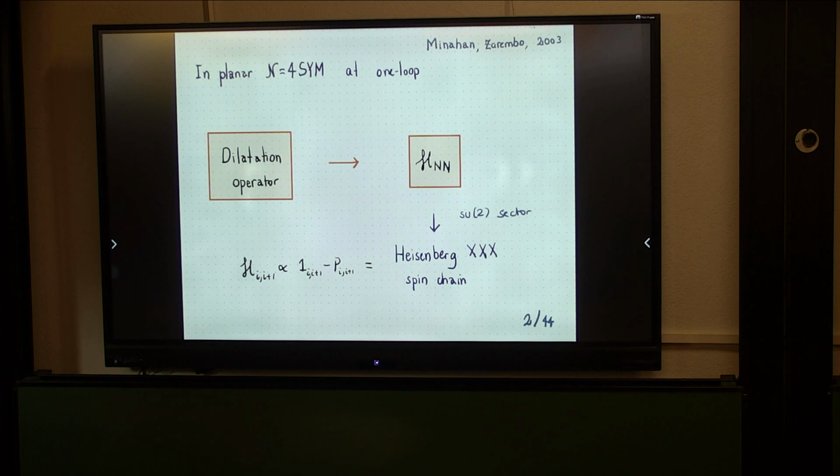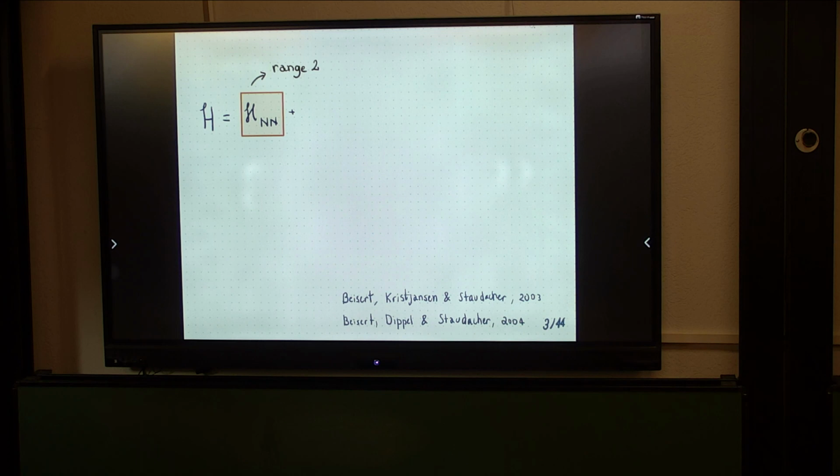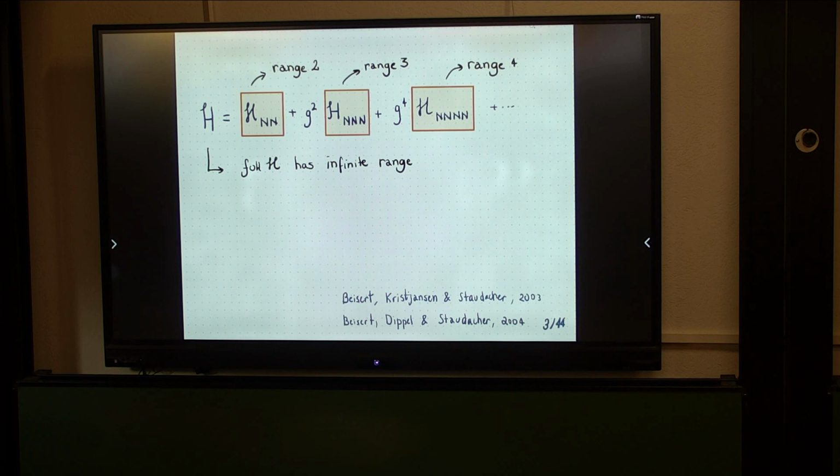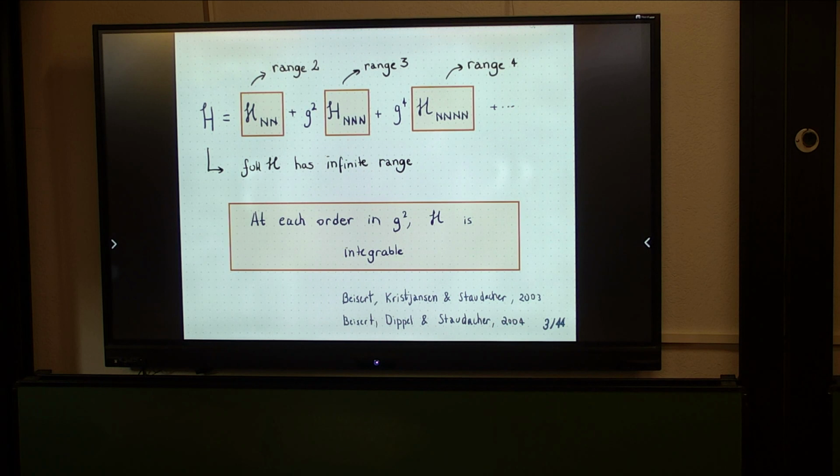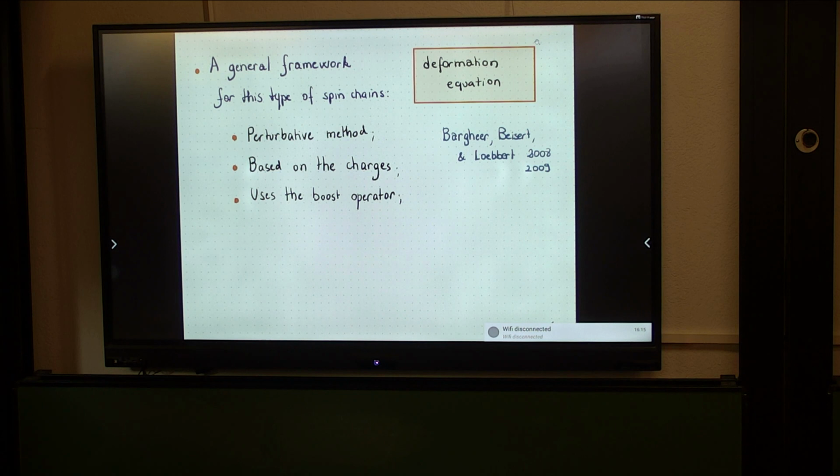But as we go higher in the number of loops, the first term is nearest neighbor, as I said. But when you go, for example, to 2 loops, we have a range 3 density Hamiltonian. And if we go to 4 loops, we have a range 4. In principle, the full density Hamiltonian would have an infinite range, but it will be integrable at each order in perturbation theory. So this is for the Hamiltonian.